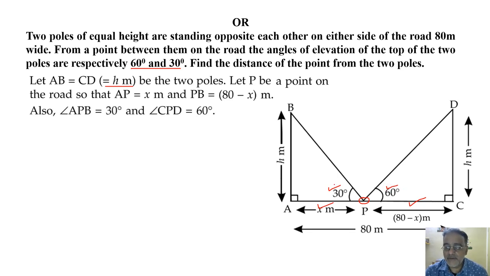Right. Now we are going to take one triangle one by one. So we are going to take this triangle first. Tan 30 degree is equal to AB upon AP.